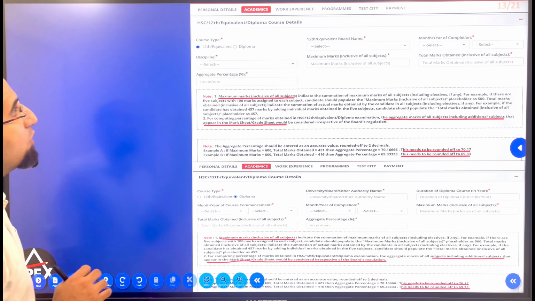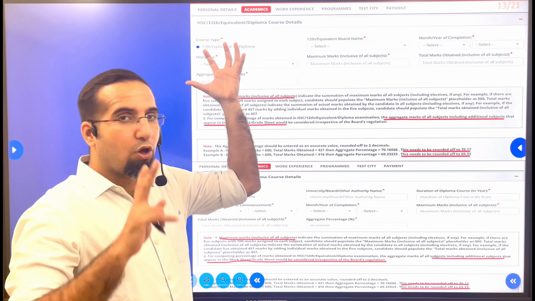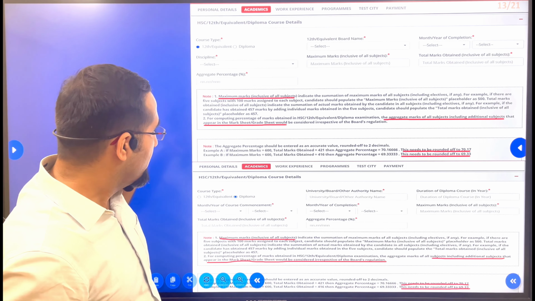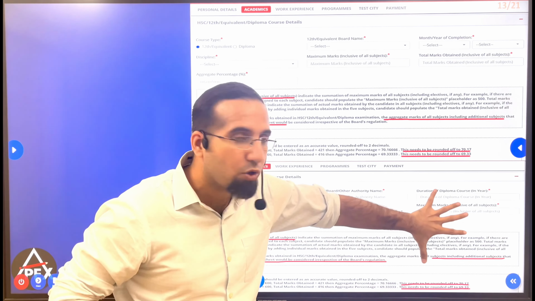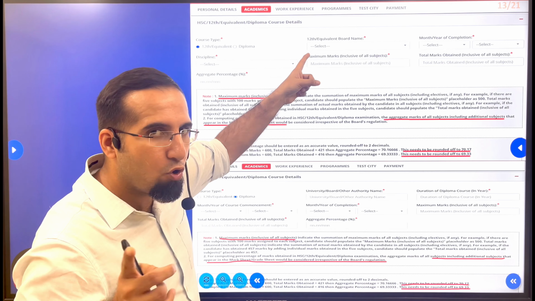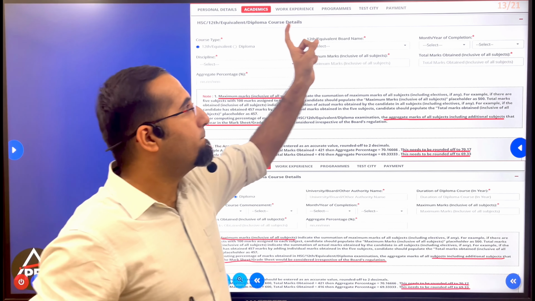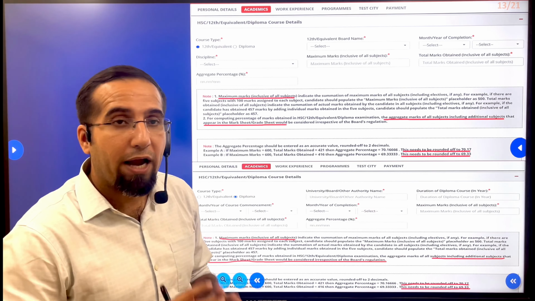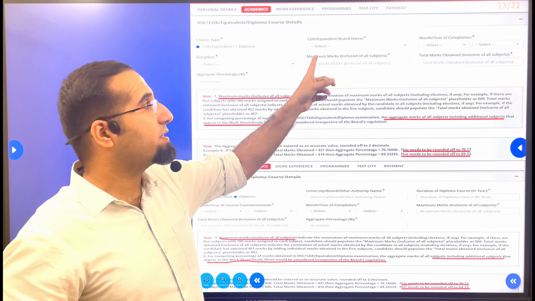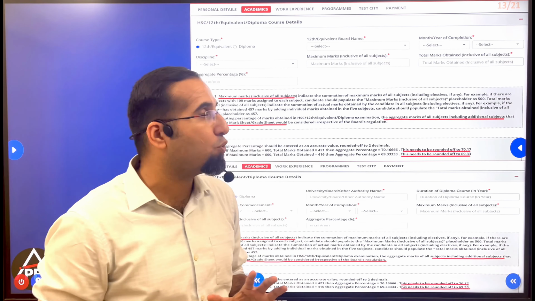The same thing goes with your 12th. In 12th, you have 2 options. Are you a 12th or equivalent, or a diploma holder? Clear? For a diploma holder, this is how your screen looks. Again, if your equivalent board is not mentioned, select others, then month and year of completion, and the same rule applies here. You'll have to select your discipline. Maximum marks and total marks obtained, the same rules apply.